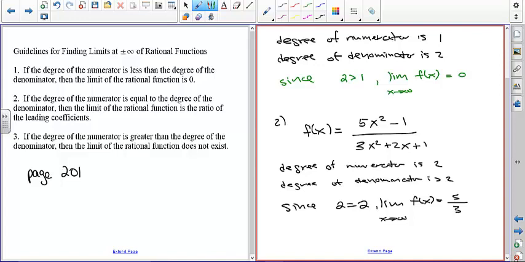And there are the rules. That's one way to remember it. The other way is to look at polynomials: as x gets large, the highest order term dominates the expression. That dominates the magnitude of the expression.